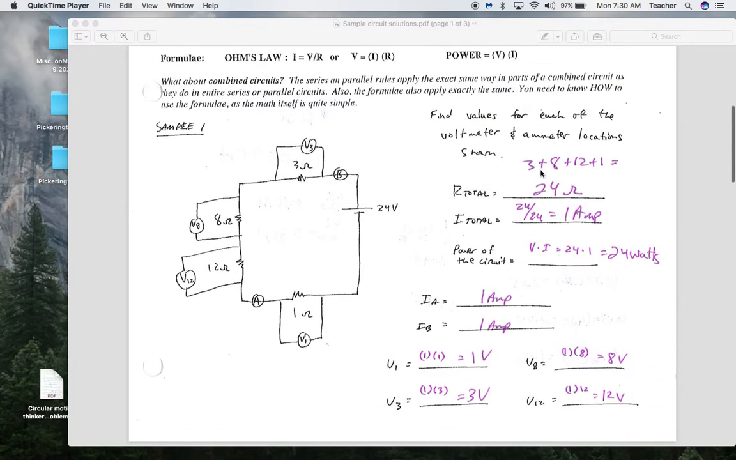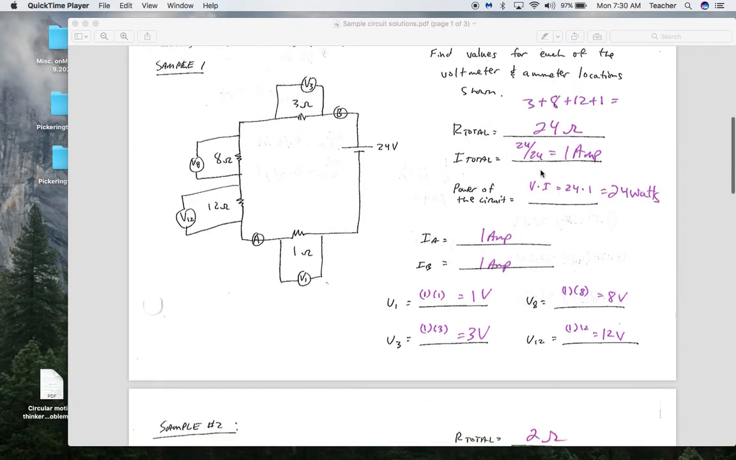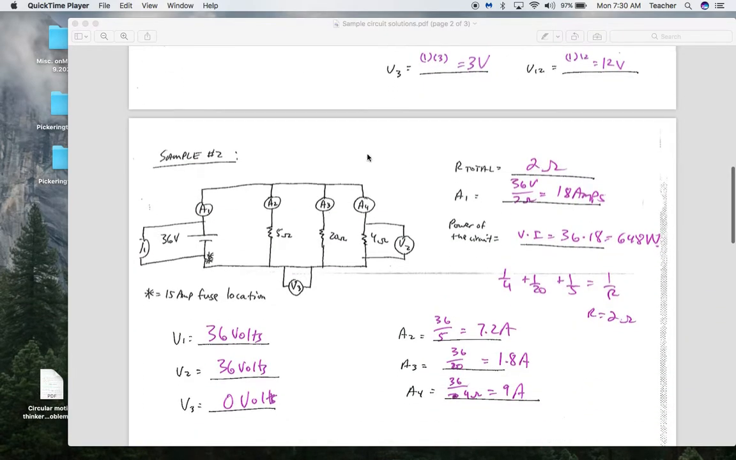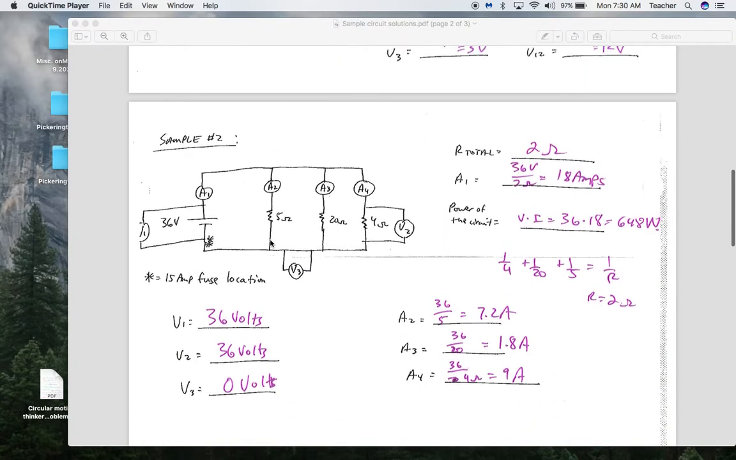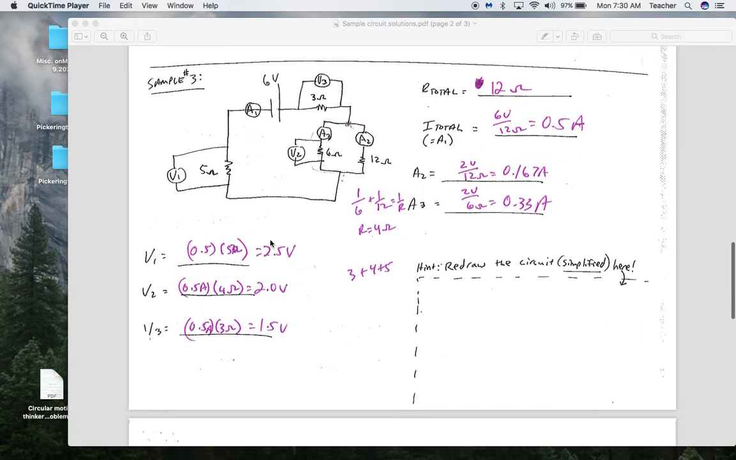So I'm going to go through the examples of these a little bit. This is a series circuit, and this will be a parallel circuit. This will be a combined circuit where we have one resistor in series and then 2 in parallel and then another one in series.